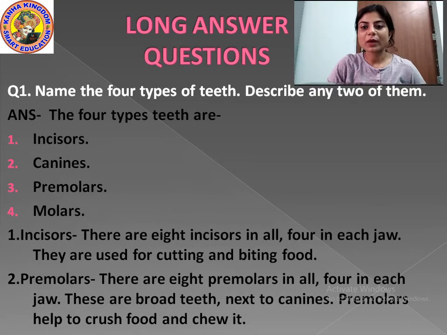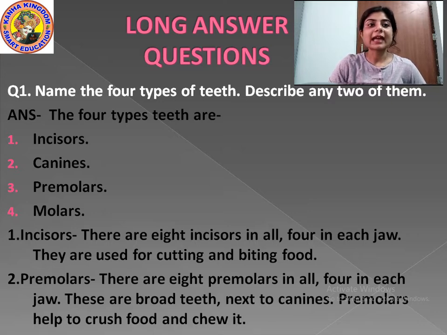So now our next question is long answer questions. Question number 1. Name the 4 types of teeth. Describe any 2 of them. The answer is there are 4 types of teeth. What are those? Those are incisors, canines, premolars and molars.